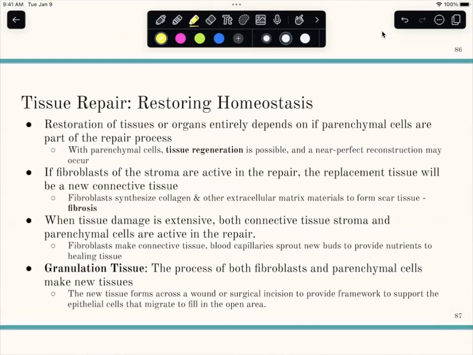So when cells need to replace themselves, it's going to depend on if there's stem cells available to help replace. Fibroblasts, they can actively repair, but the process, they will lay down new connective tissue when there's damage. But the problem is they're going to form scar tissue or fibrosis. You'll form some of this granulation tissue. So in a wound or surgical incision, that's where we get scar tissue that is forming. The epithelial cells can replace themselves no problem. It's the connective tissue underneath that is forming that scar tissue.